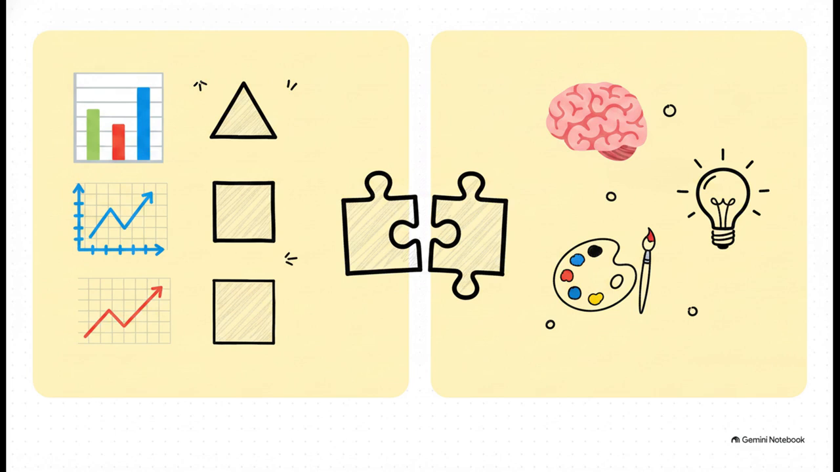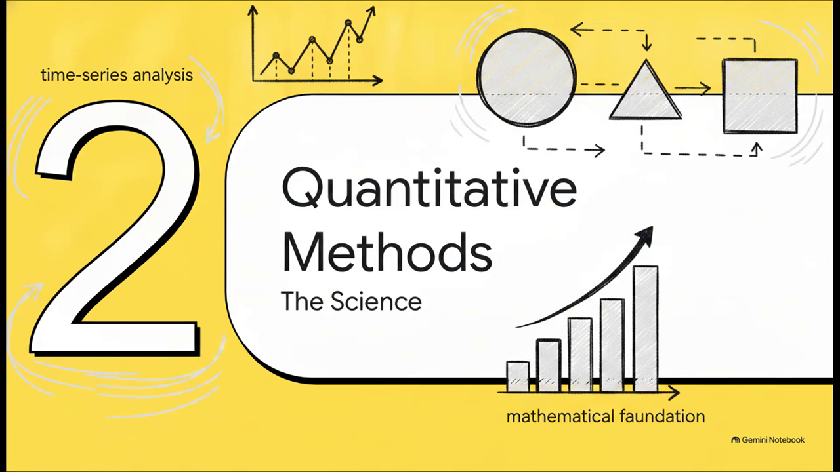But then, on the flip side, we have qualitative insights. This is the art. It's subjective, leaning into human judgment and on-the-ground market intelligence. We're going to explore both of these, but let's start with the hard numbers. Section 2, the science, quantitative methods.